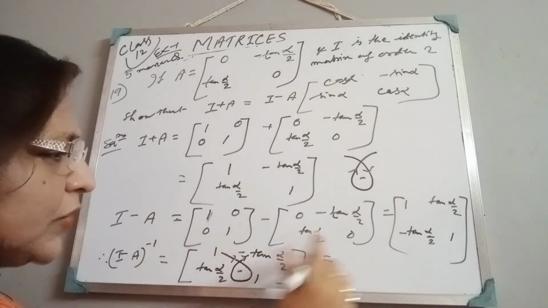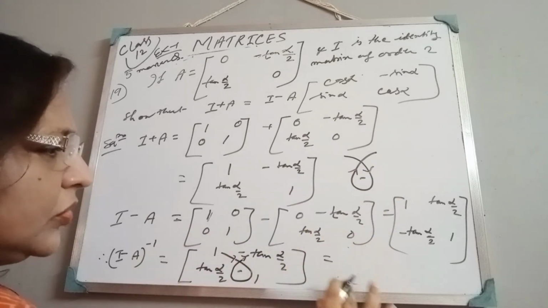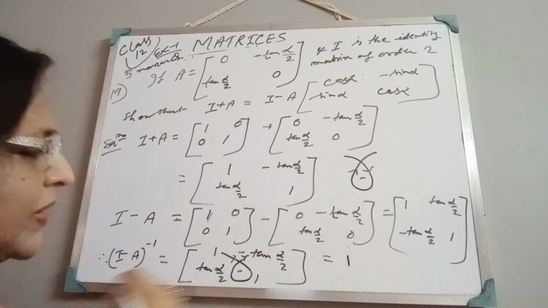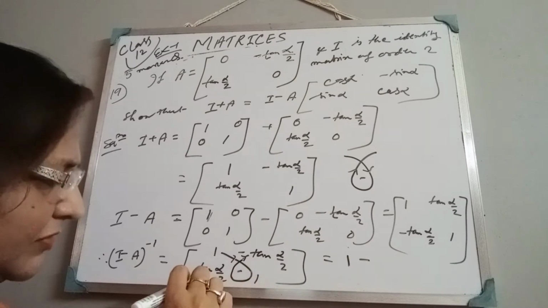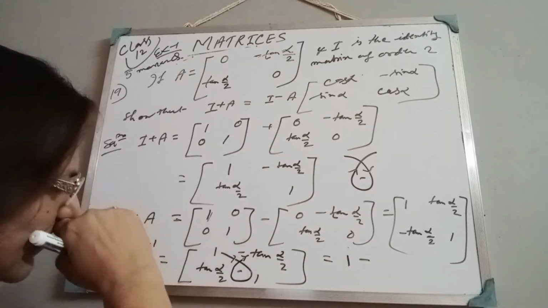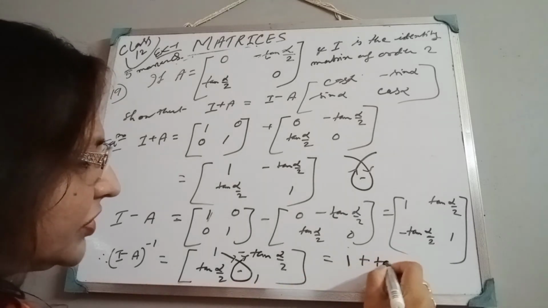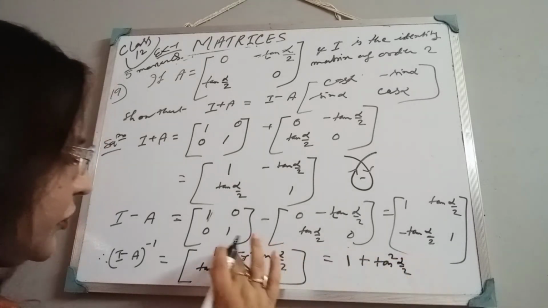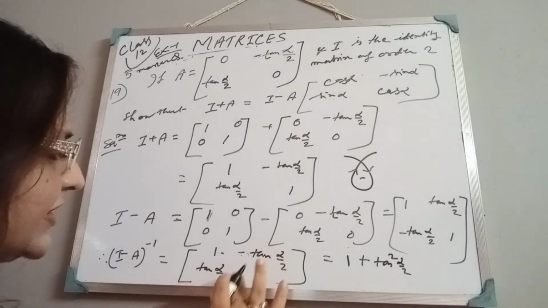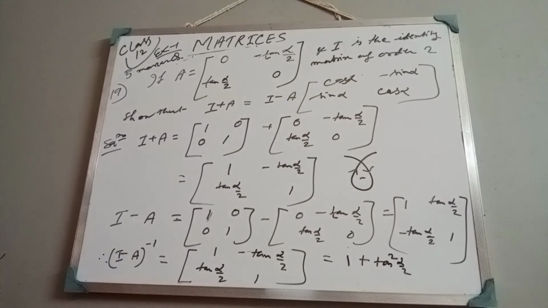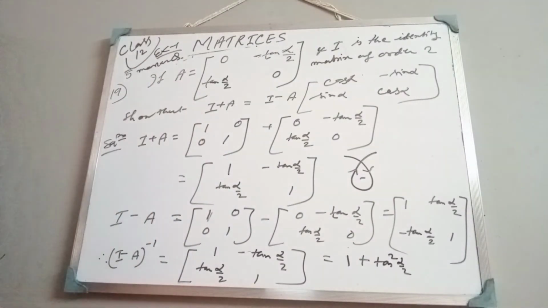So 1 into 1 is what? We will write only the expanded form. So 1 into 1 is 1. Minus sign is there. Then tan alpha by 2 into minus tan alpha by 2. Minus minus, it will be plus. So tan square alpha by 2. Understood everyone? This is the expansion rule. When we will do the determinant form, that time it will be clear to you.